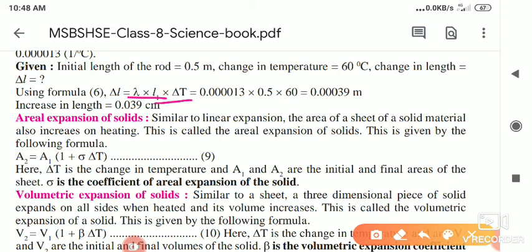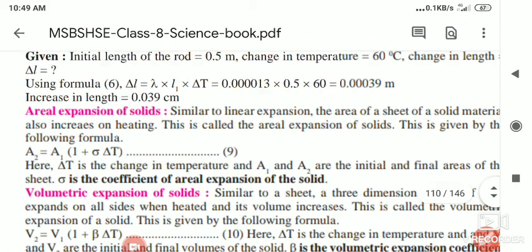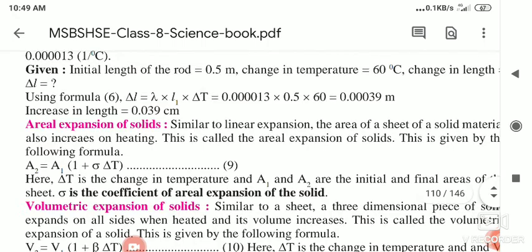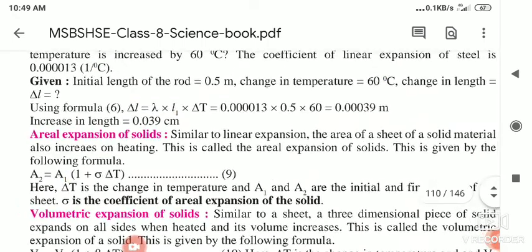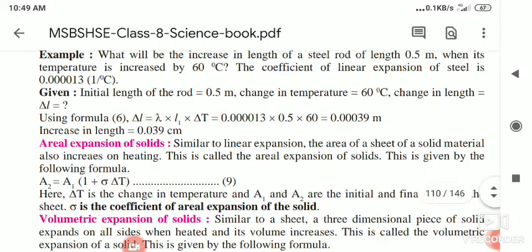So 0.000013 into 0.5 into 60. The multiplication of all these terms is 0.00039 meter. So that much length is the increase, and the increased length is what we have to find out.